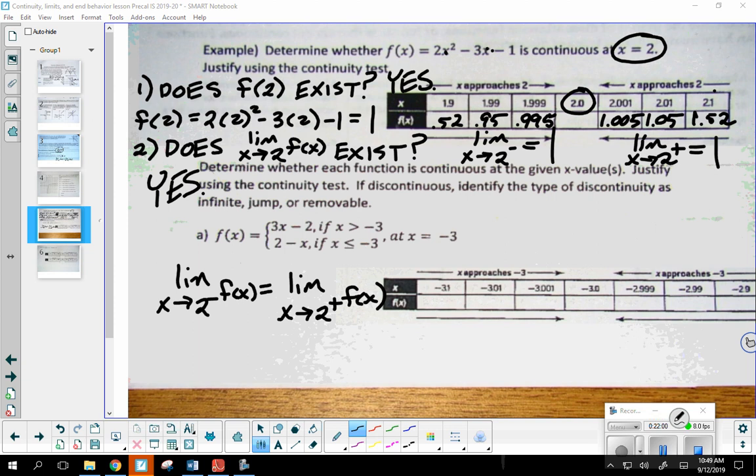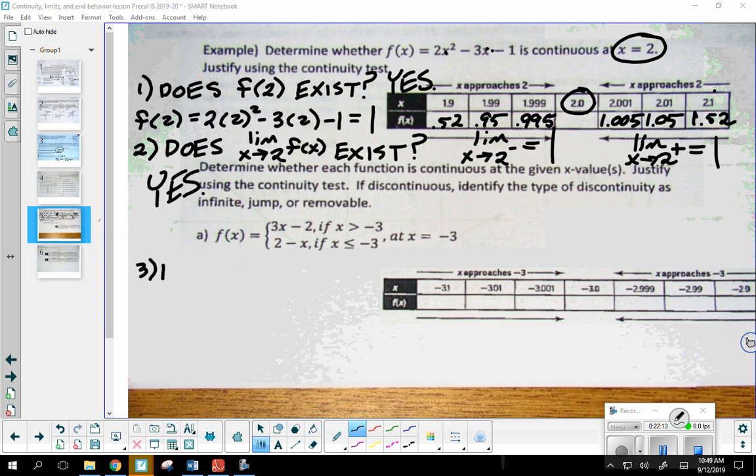Yes. Okay. Now we're on to the final step, step 3. This is where I'm going to compare the results from the previous 2 steps. So step number 3 is always going to look like this. Does the limit as x approaches 2 of f of x equal f of 2? Remember, this limit is what we were looking at in step number 2. F of 2 is what we got from step number 1. So does the limit as x approaches 2 of f of x exist? We said yes, and we got 1, right?